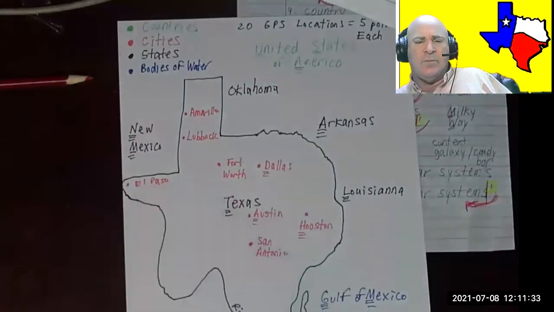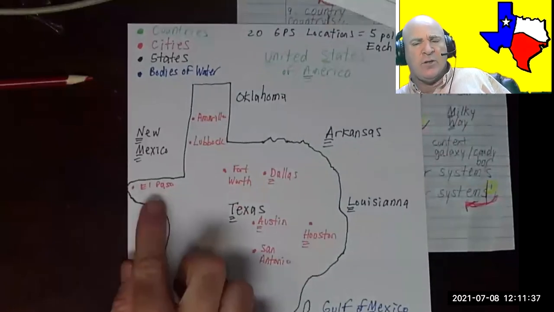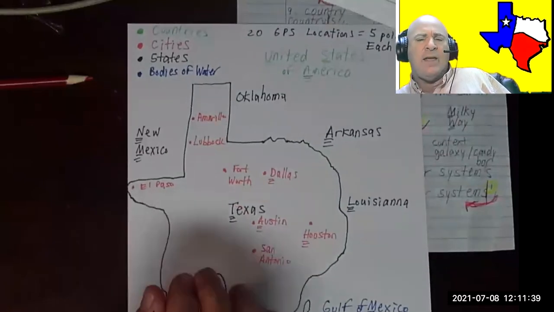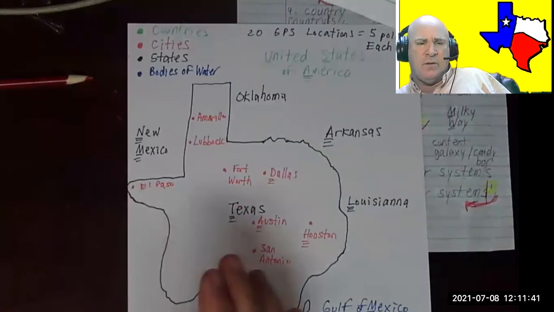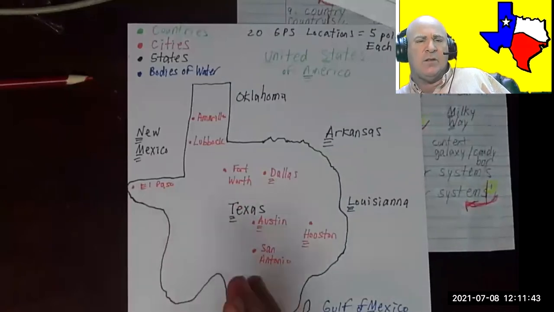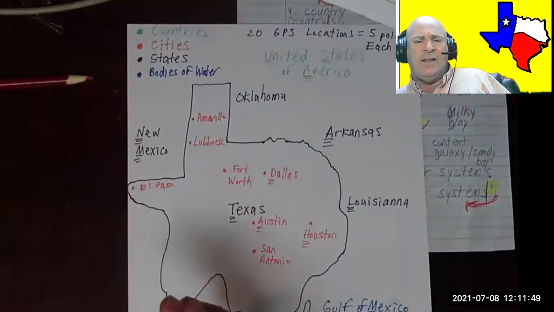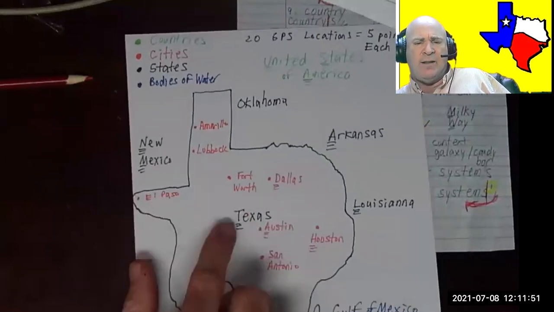And so you would have your kids draw in these, and then afterwards, you're going to see how well they can remember the cities, the states, the countries, and the bodies of water, because I want to be familiar with where I live and what's around where I live.